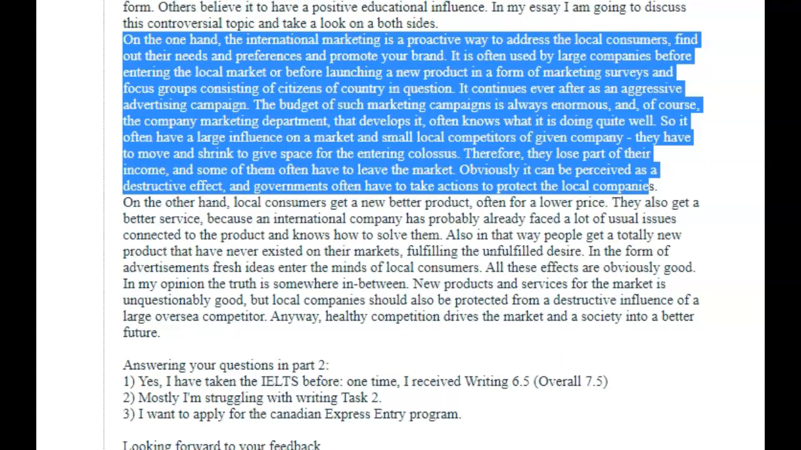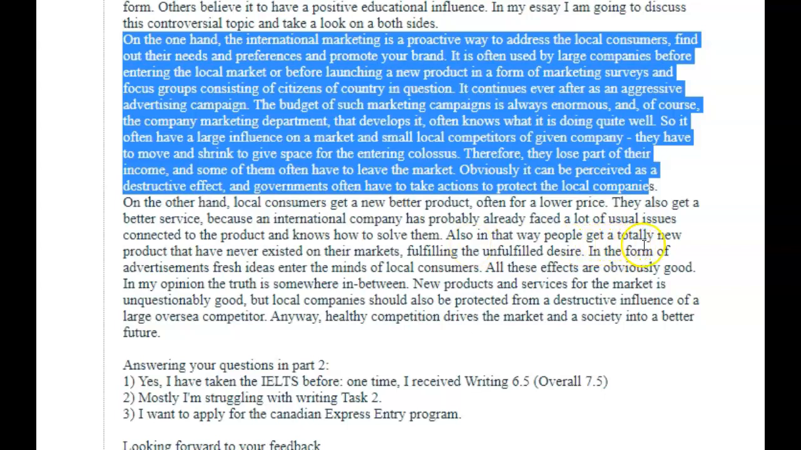Okay. "On the other hand, local customers get a new, better product, often for a lower price. They also get a better service because an international company has probably already faced a lot of usual issues connected to the product and knows how to solve them. Also, in that way, people get a totally new product that has never existed on their market." Wait, no. You already said that. You said they get a new product, and then you're saying it again. So be careful with this repetition.